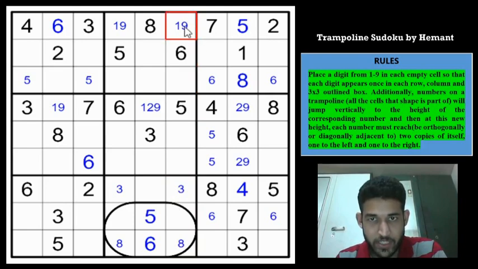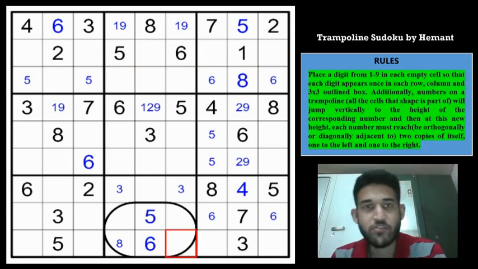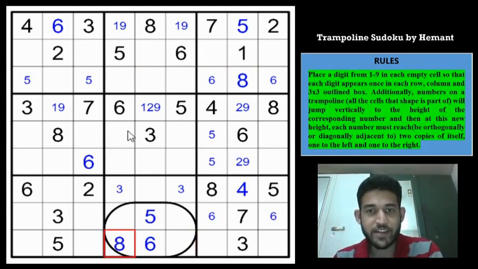So 8 will jump to this cell, and on the diagonally and orthogonally adjacent cells on the left, you already have an 8. And on the diagonally and orthogonally adjacent cells on the right, you need to have an 8. But you can't have an 8 in any of these two cells. So you can eliminate the 8 from here. Beautiful, right? So you will have an 8 here.